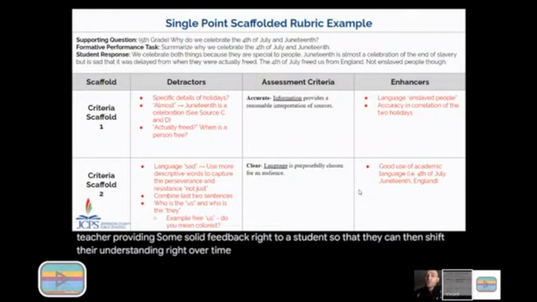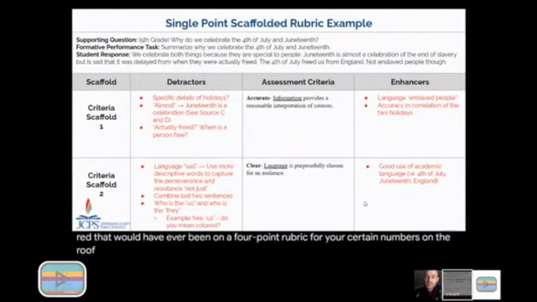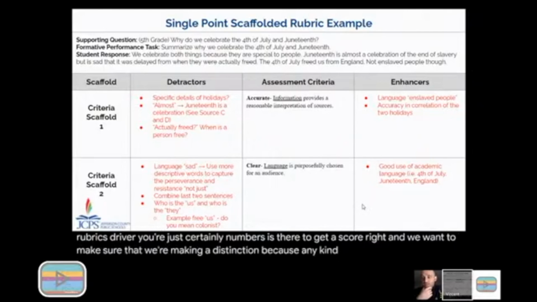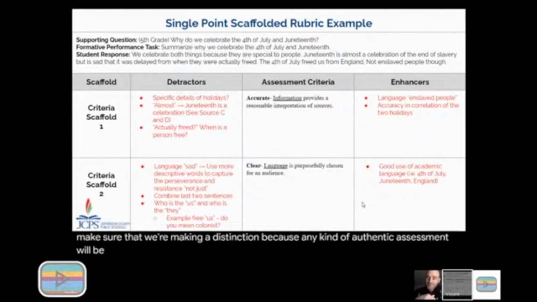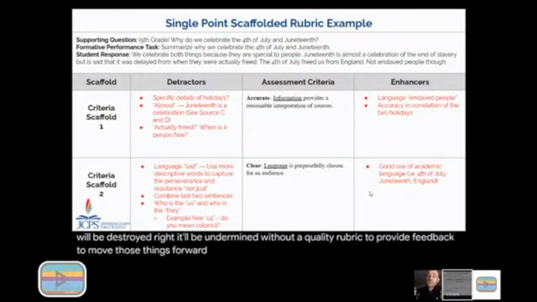You'll notice here that there's nothing in the red that would have ever been on a 4-point rubric where you're circling numbers. Oftentimes a rubric like this is designed to improve students' ability with their skill. The other types of rubrics, where you're just circling numbers, are there to get a score. We want to make that distinction, because any kind of authentic assessment will be undermined without a quality rubric to provide feedback to move those folks forward and continuously scaffold their learning in future assessments.